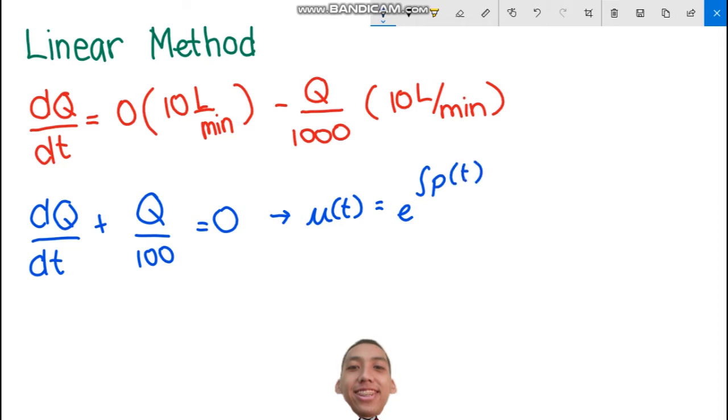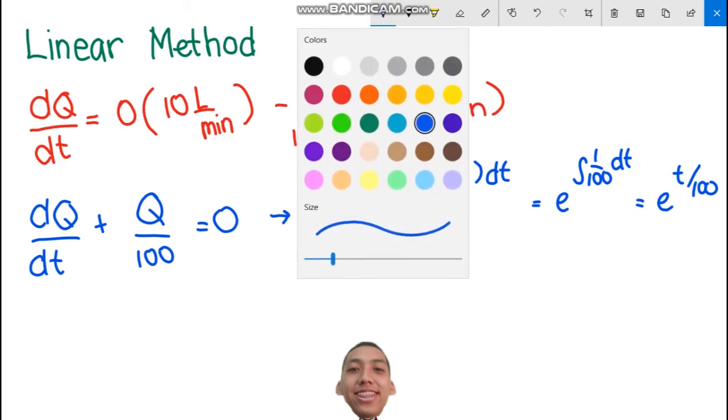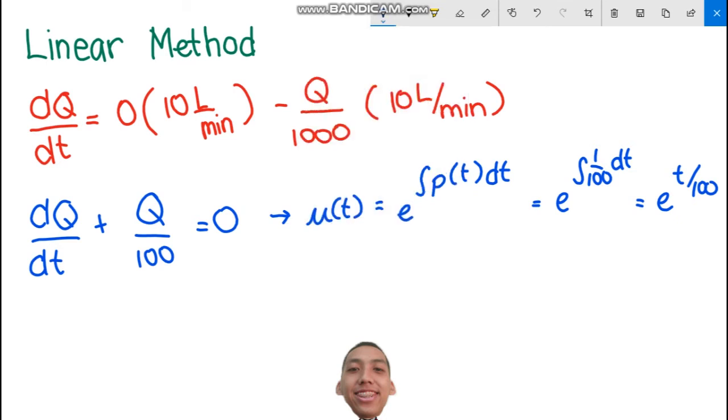Mu of t is equal to e raised to the integral of p of t dt, and the p of t is 1 over 100. So, e raised to the integral of 1 over 100 dt. Therefore, the answer is e raised to t over 100. Then, mu of t will be used to determine the general solution.